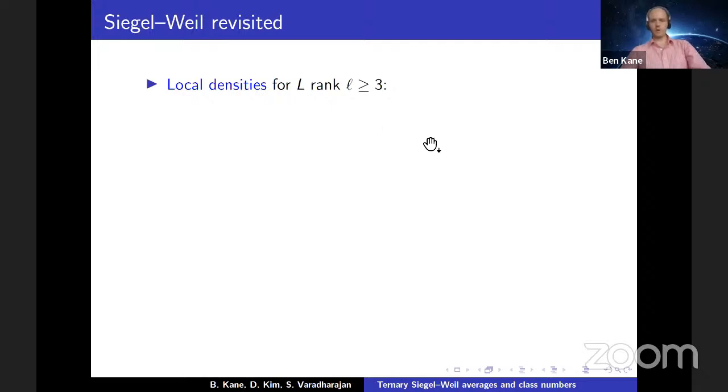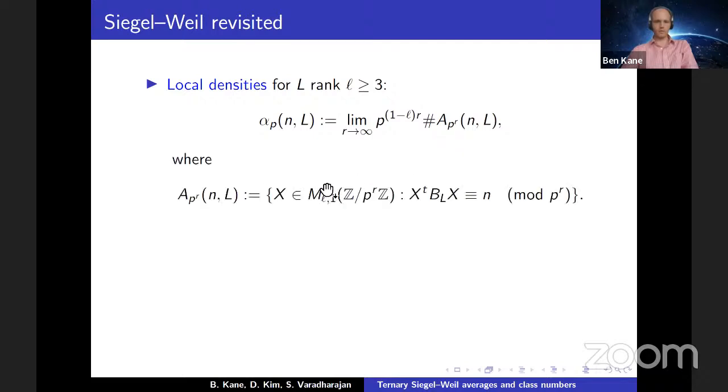Okay, so how do we go about proving these theorems? Well, we start out with these local densities that Siegel had defined, which can be written, as I said, as a p-adic limit. So we take the limit as r goes to infinity of the number of solutions modulo p to the r of x transpose BL x equals n. This is just a vector. I wrote it here as a matrix, but it's just a vector, X transpose BLX.